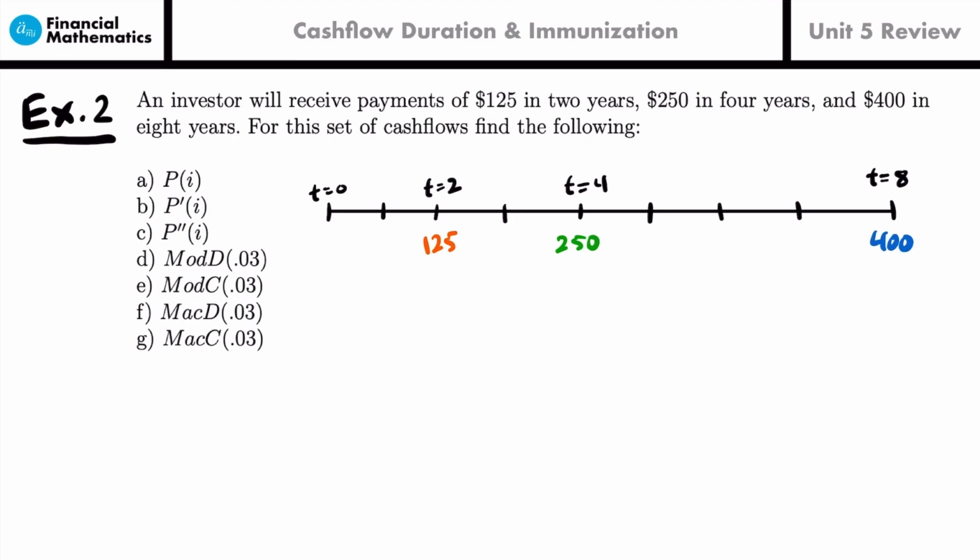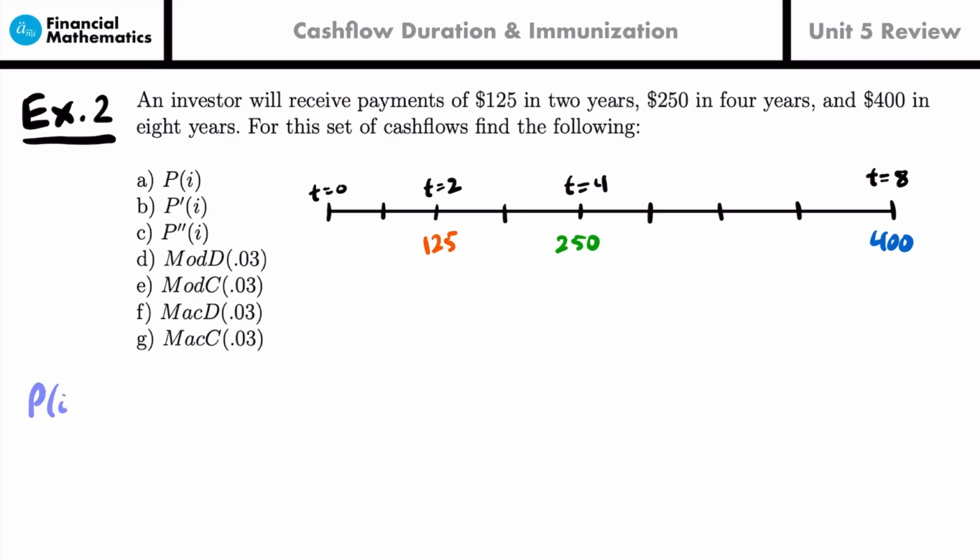All right, and so for these 3 cash flows, we want to set up a present value function, P of I. And that is a function that represents how you would calculate the present value of these cash flows given an interest rate I. Okay, so this will be a function in terms of the interest rate I. So let's set it up.